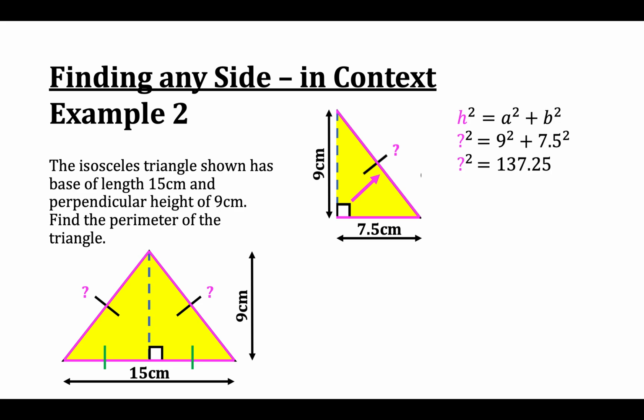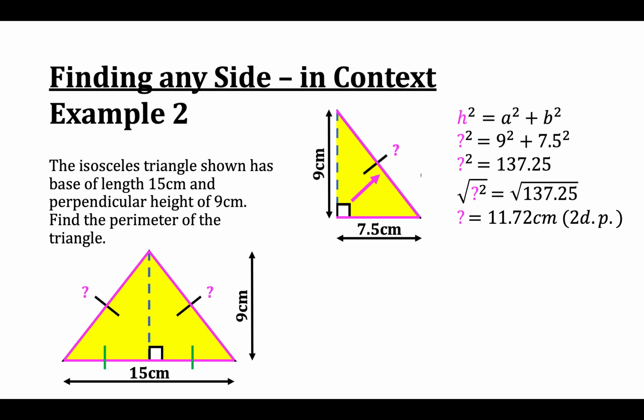On the right hand side, calculating the 9 squared plus 7.5 squared gives me 137.25. Square rooting both sides to find out what the question mark is equal to gives me 11.72 centimetres. And I've rounded that to 2 decimal places, so it's good to state that as well.